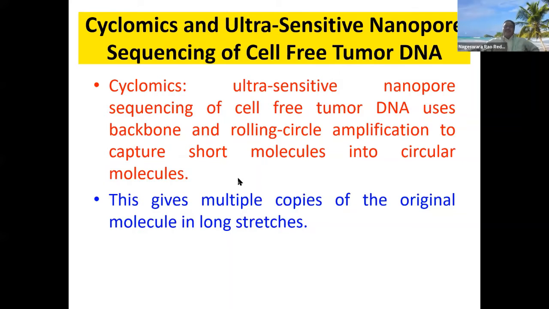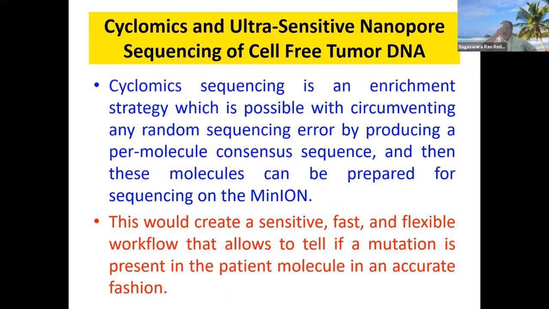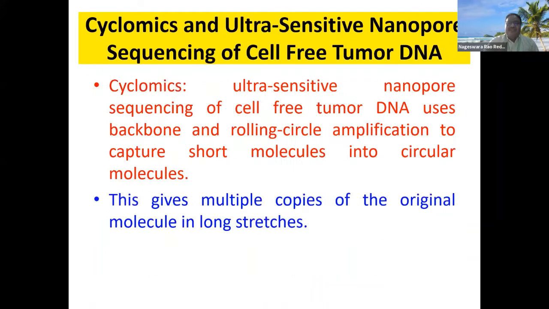So this cell-free tumor DNA is identified here, and the same methodology is followed. We take the cell-free tumor DNA, we perform a rolling circle amplification, we capture the circular molecules, and then sequence them using MinION. So what is happening here? When you do this, you capture the short cell-free tumor DNA sequences, and then you can say that this is a tumor DNA and this can cause cancer. This is how we are able to identify it.